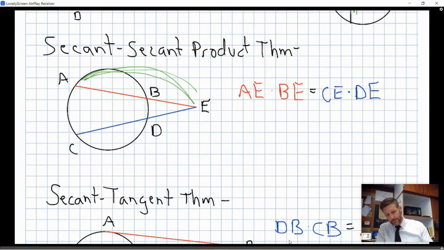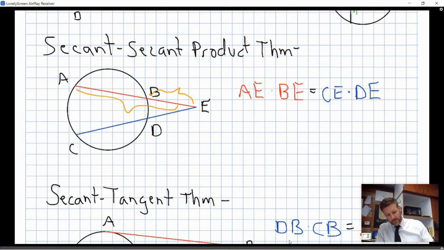the segment of that secant line, sorry, I said chord, secant line, the segment of that secant line which is outside the circle, is going to be equal to the other secant's entire distance times that smaller segment that's outside the circle. So again, looking at the letters specifically here, AE times BE is always going to be equal to CE times DE. And so it's not the pieces, it's not AB times BE. That's an easy mistake you could fall into, but it's the entire distance here times the distance outside the circle.